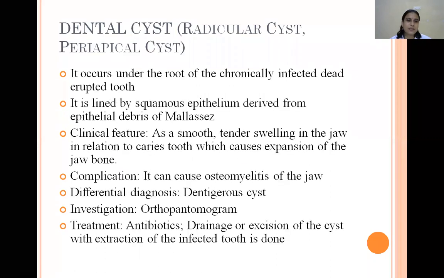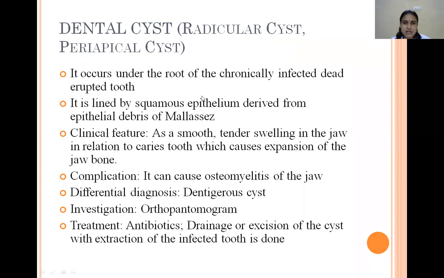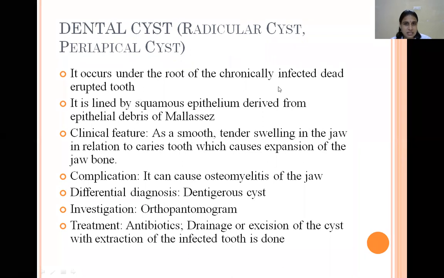Okay. Another topic, dental cyst, to be differentiated from a dentigerous cyst. Dental cyst, also called a radicular cyst or periapical cyst, is nothing but a cyst that occurs on the root of a chronically infected dead erupted tooth. So here the tooth is erupted, and if it is infected, then there is infection on the root of this erupted tooth. So this cyst is lined by epithelium derived from the epithelial debris.